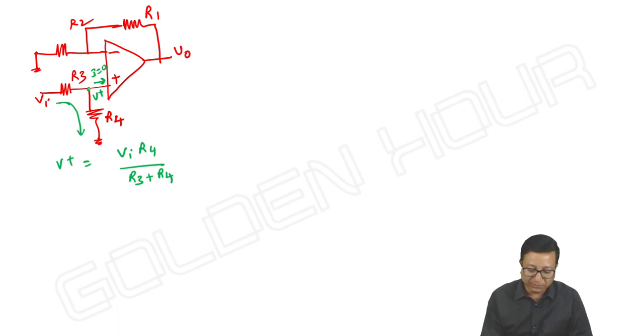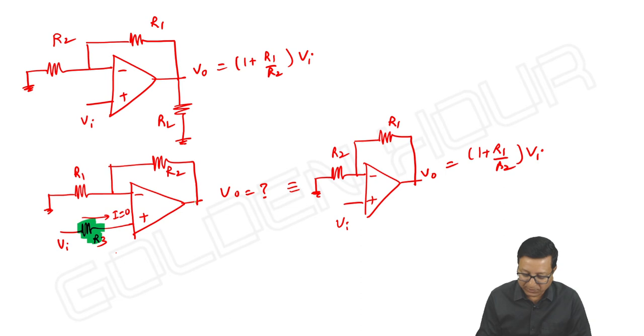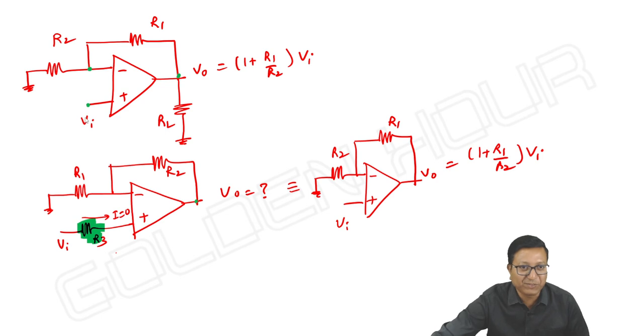Okay. Once we know V plus, then due to virtual short, V plus is appearing here. V minus is equal to V plus. So once I know this voltage, then what is V output? V output is equal to 1 plus R1 by R2 into voltage at the non-inverting terminal. So earlier problem, what we observed, V output is equal to 1 plus R1 by R2 into voltage at the non-inverting terminal. Voltage at the non-inverting terminal means V plus, that is Vi there.